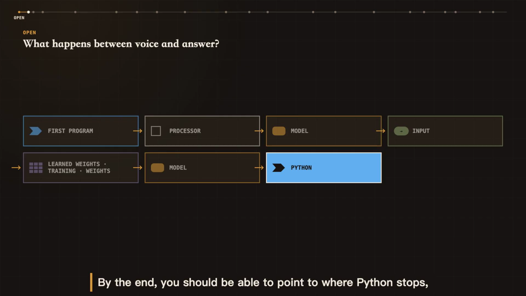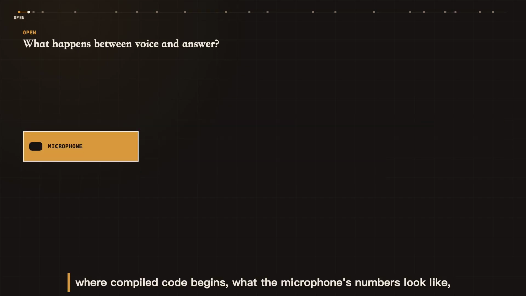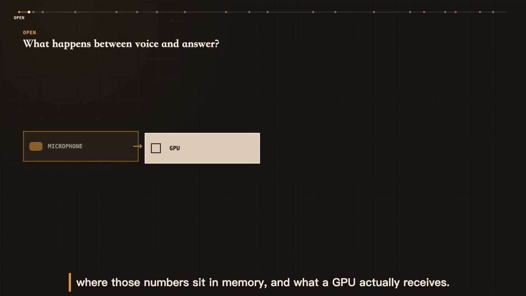By the end, you should be able to point to where Python stops, where compiled code begins, what the microphone's numbers look like, where those numbers sit in memory, and what a GPU actually receives.